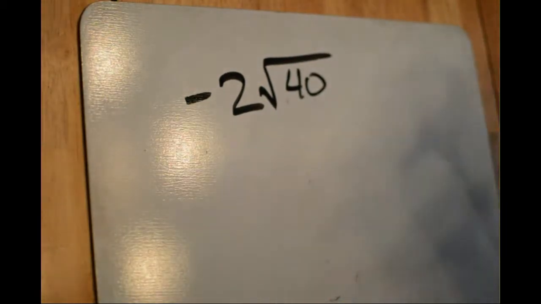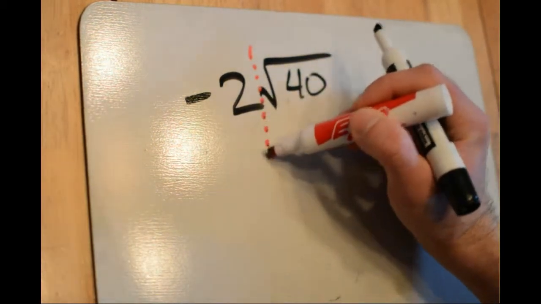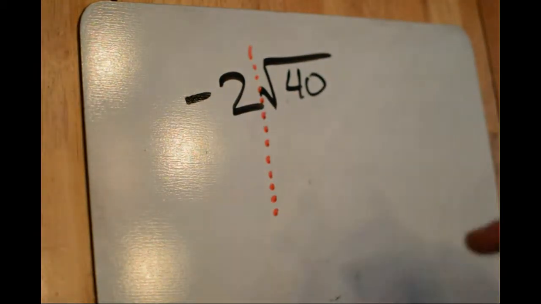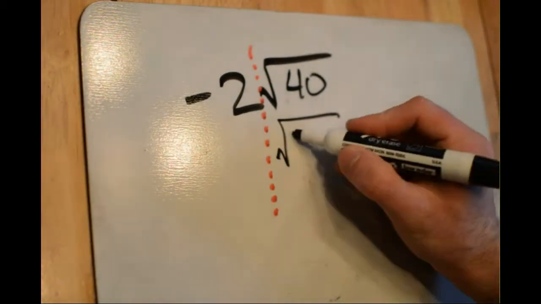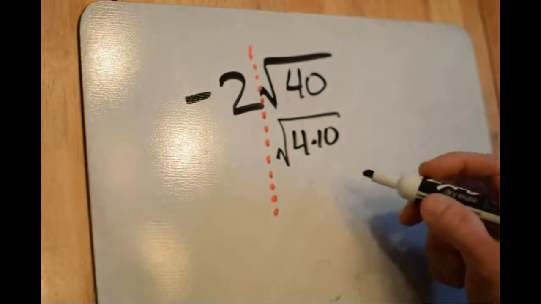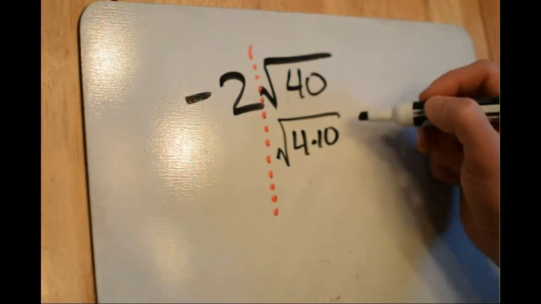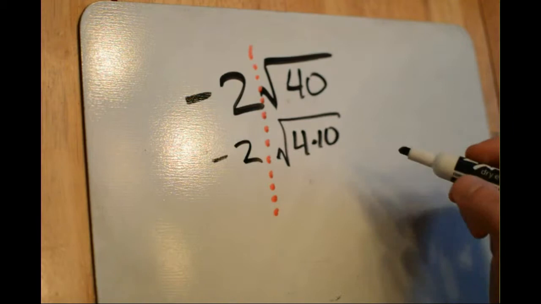So you might want to draw a little line or something, just split those up so you can focus on the square root of 40 on its own. So what perfect square goes into 40? Well, 4 times 10 is 40. So we're going to rewrite 40 as 4 times 10 and bring down that negative 2.